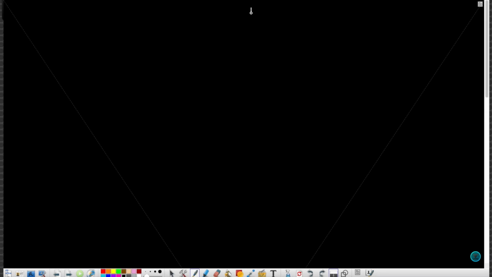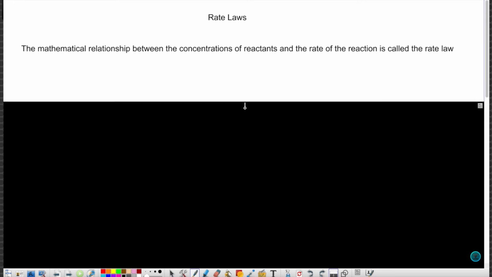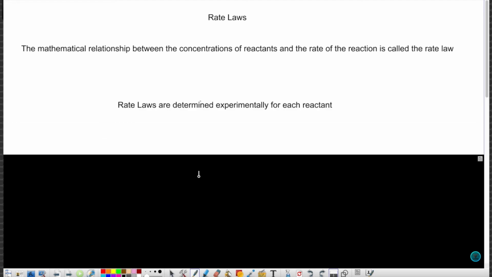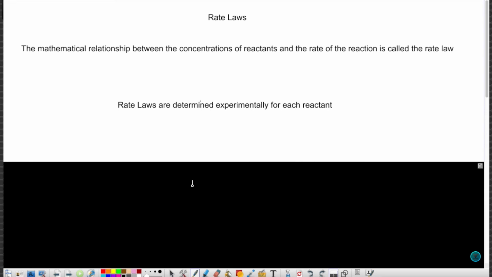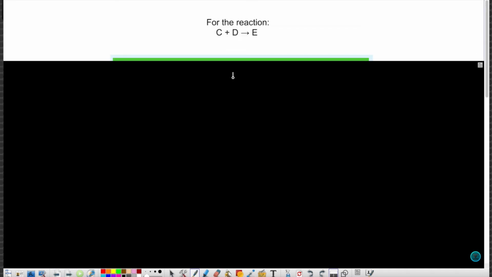So now I want to switch gears and get into our main thrust for today, and that's rate laws. The mathematical relationship between the concentrations of reactants and the rate of the reaction is called the rate law. Okay. Rate laws are determined experimentally for each reactant. All right, let's go to an example.